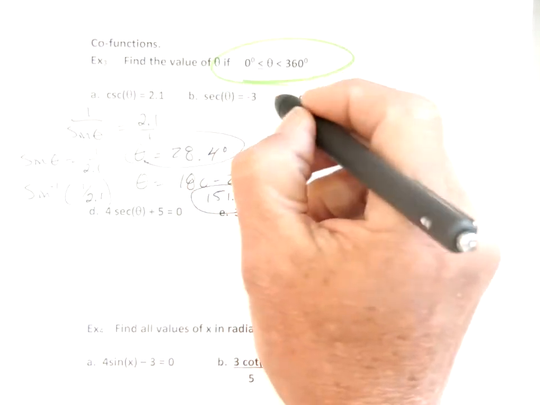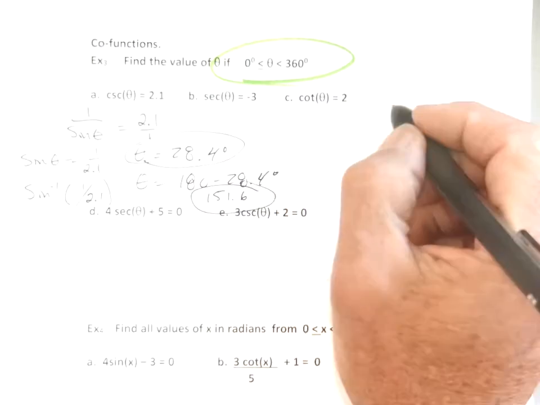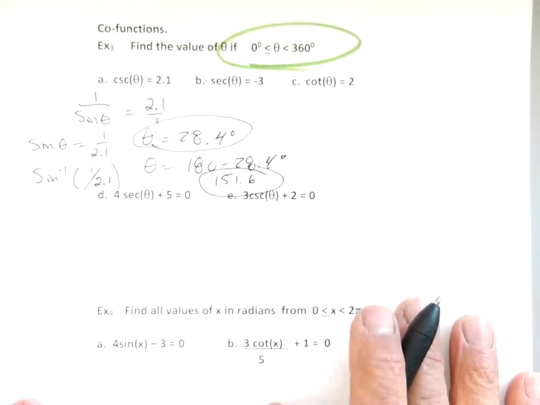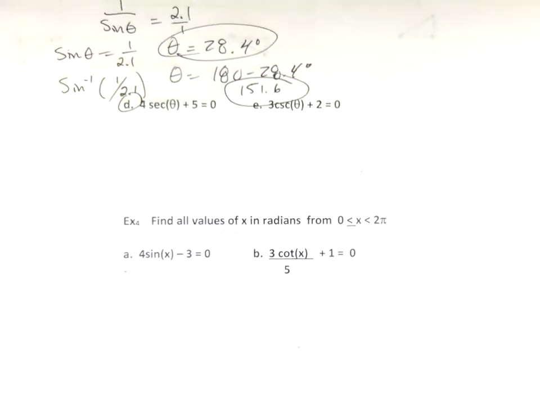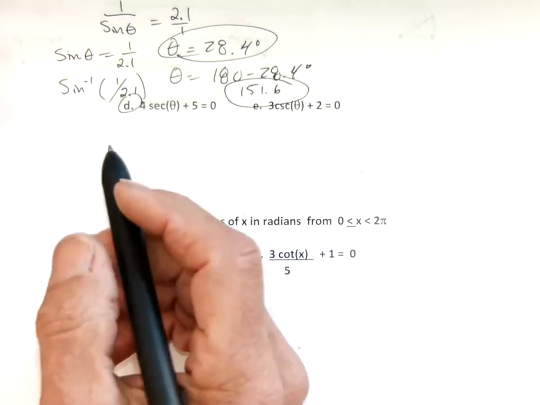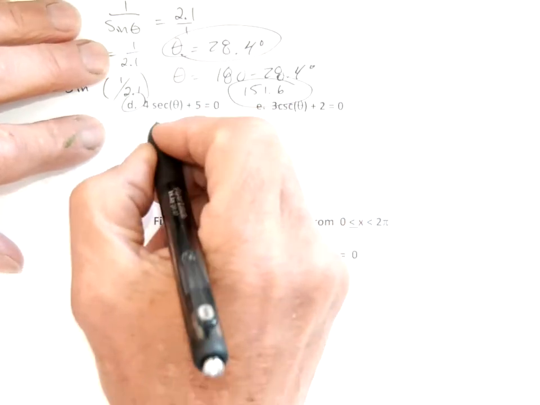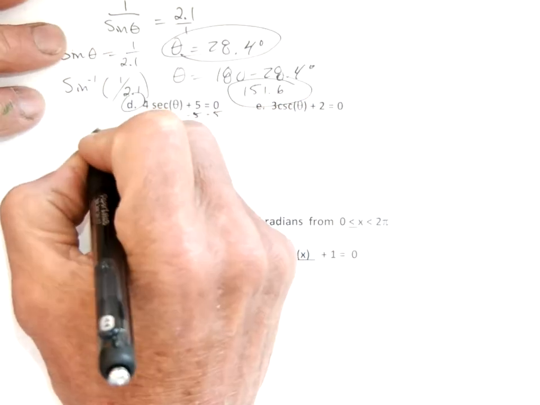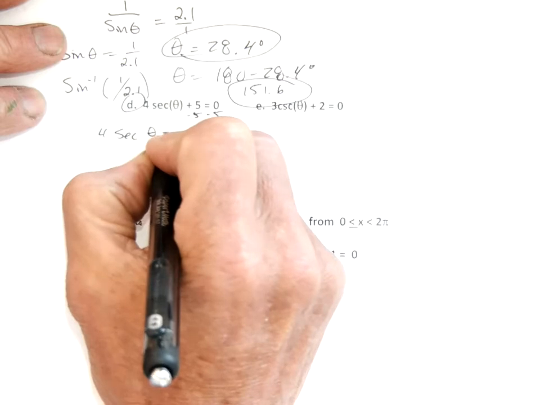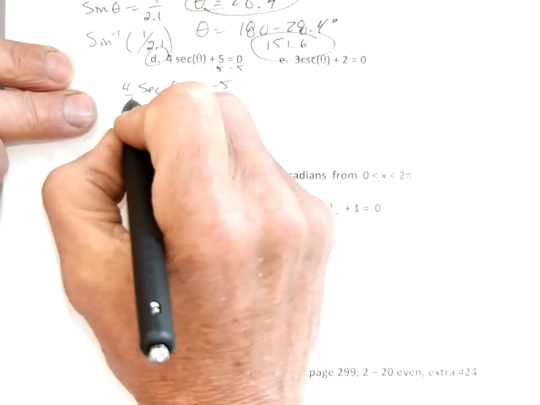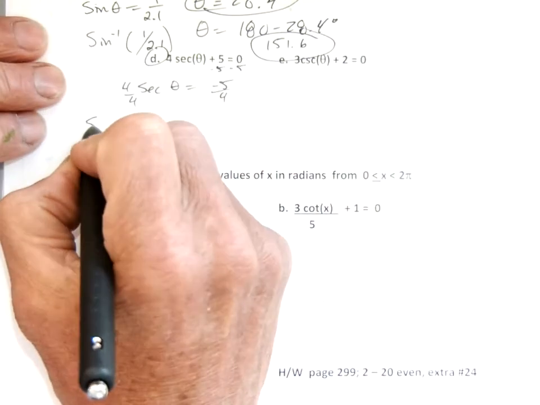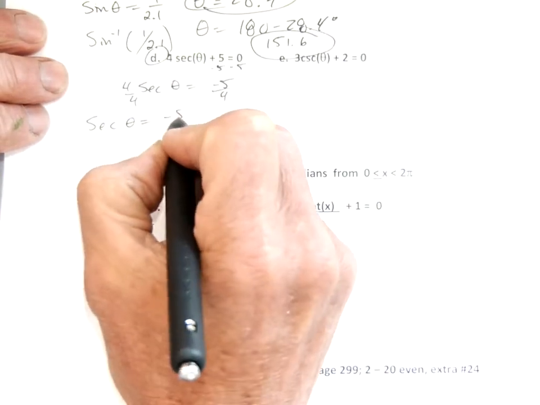I'm running out of room for the secant one, but we just do that in terms of cosine. Actually, I'll jump down to D, okay? Because I'm running out of time and running out of room. So D is no different, except we just have to solve first. So if we solve first, minus 5, level 4. Secant theta equals a negative 5. Divide by 4. Secant of theta is equal to negative 5/4.